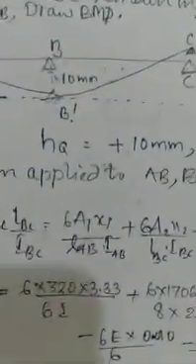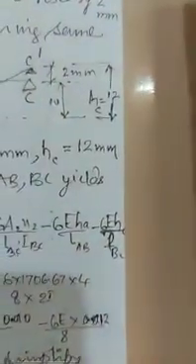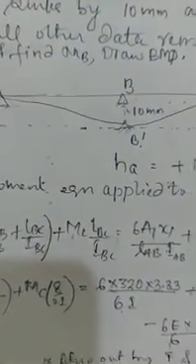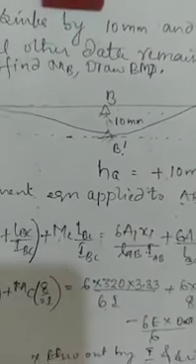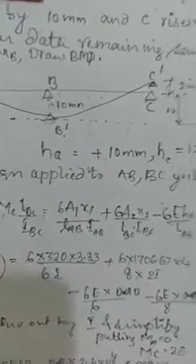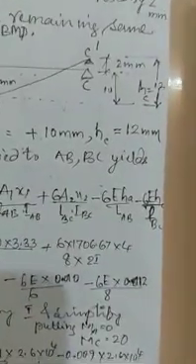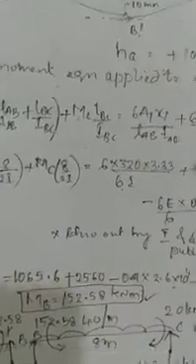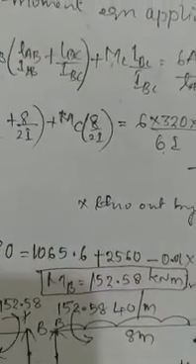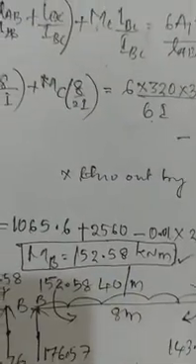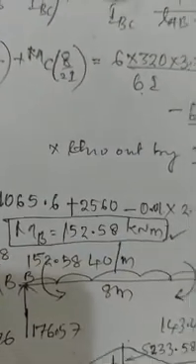So substitute for HA 10 mm, HC 12 mm. If you observe this figure, and if you recollect what was the assumption made with respect to HA and HC when deriving the equation, you will understand why HA and HC are taken as plus 10 and plus 12 mm. Rest of the data is same. You analyze, find the intermediate support bending moment MB. I'll get the value of MB for this case as 152.58.